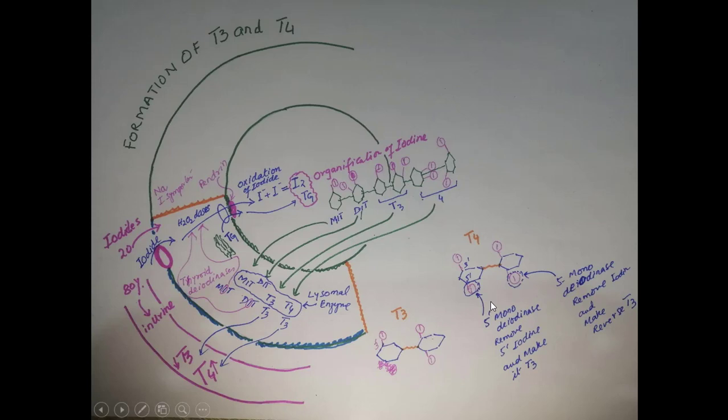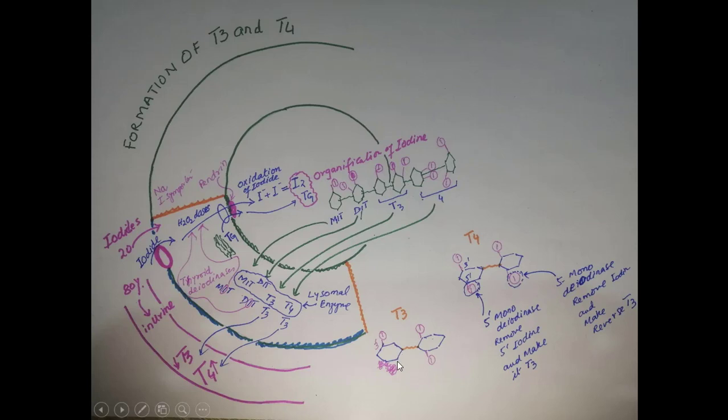So what happens? Another enzyme, known as the 5' monodeiodinase enzyme, will remove iodine from the 5' location. This is the 5' location, and this T4 is converted into T3.